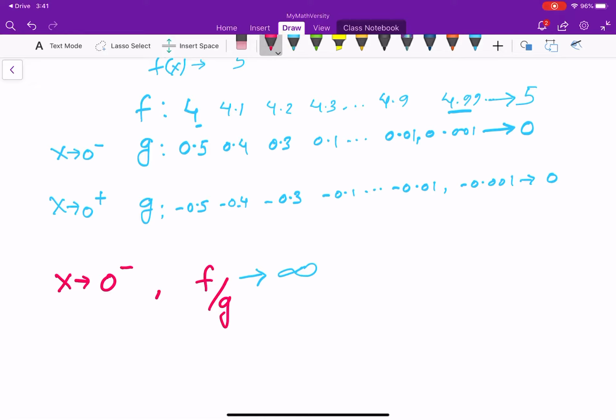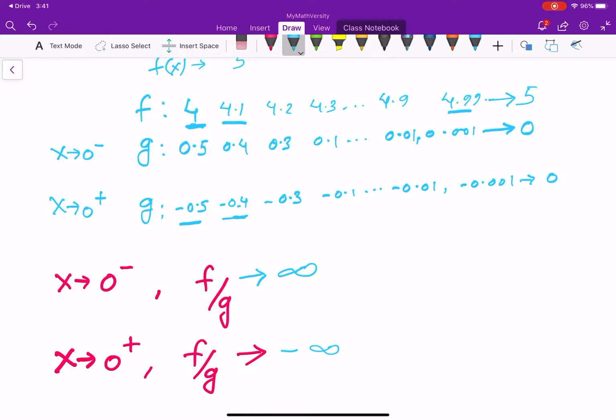In a similar way, we can check when x gets closer and closer to 0 from the right side, where f over g behaves. We can do the same thing: 4 divided by maybe negative 0.45, 4.1 divided by negative 0.4, or something like that. In that way, try to see where this quotient approaches. My guess is that it gets smaller and smaller, decreasing without any bound.